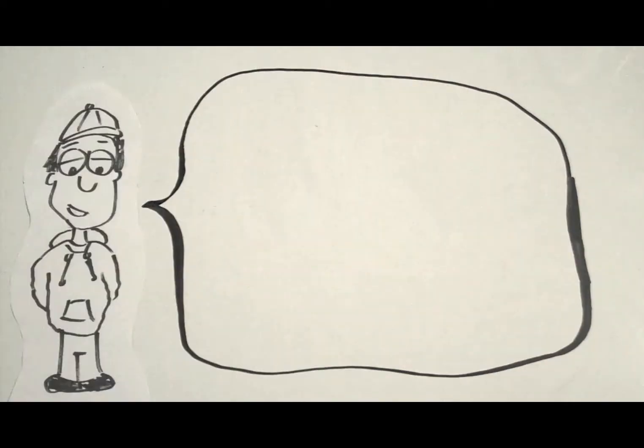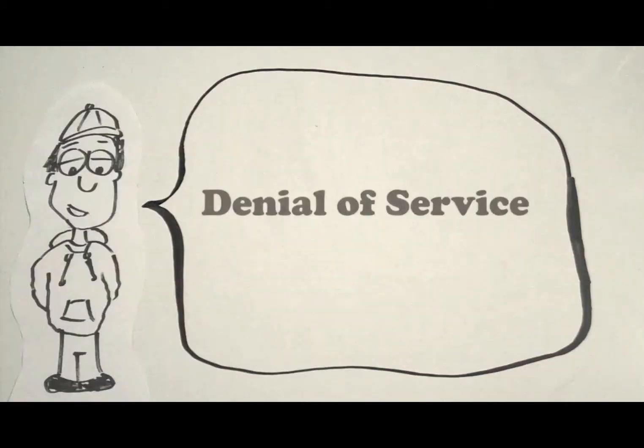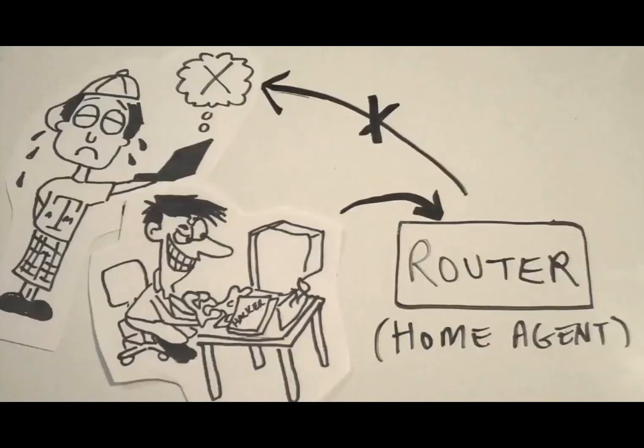There are several security issues when using mobile IP. One of these security issues is denial of service attacks. The denial of service attack can be caused when an attacker sends a large number of packets to a host that brings the CPU down. In the meantime, no useful information can be exchanged with the host while it's processing the incoming packets.